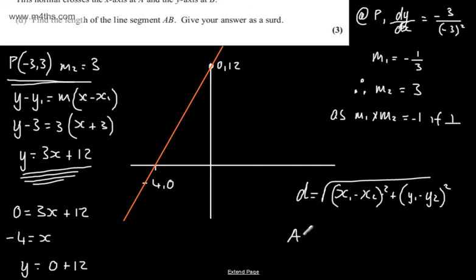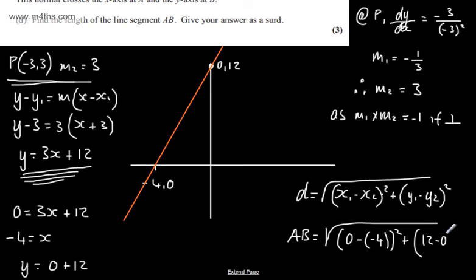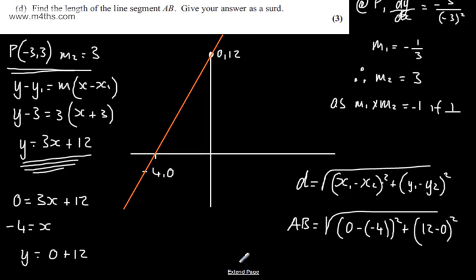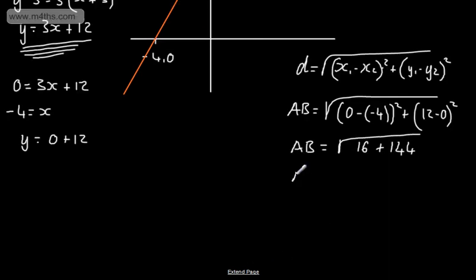So we can say that AB, the length of the line segment, will be the square root. I'm going to do 0 minus minus 4. So if we put that in, 0 minus minus 4, which I'm going to square. And then I'm going to add to that now 12 minus 0, which I need to square. So if we consider what we're going to have, AB will be equal to the square root. This is going to give me 4. 4 squared is 16. This is going to give me 144. So we can say at this stage that's 144. So I've got AB is going to be equal to the root of 160.